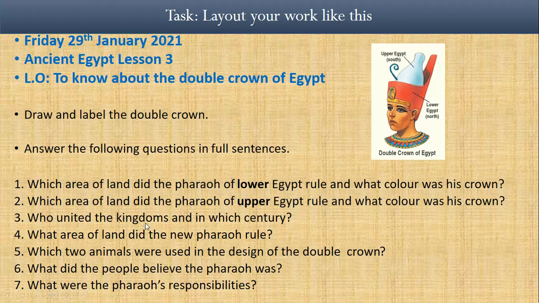Who united the kingdoms and in which century? What area of land did the new Pharaoh rule? Which two animals were used in the design of the double crown? What did the people believe the Pharaoh was? What were the Pharaoh's responsibilities? And remember to number your answers. You don't have to write the questions, but you do have to write the answers and number them.